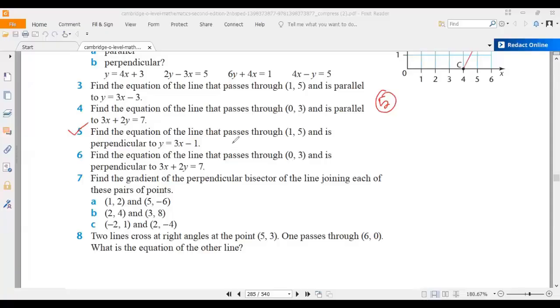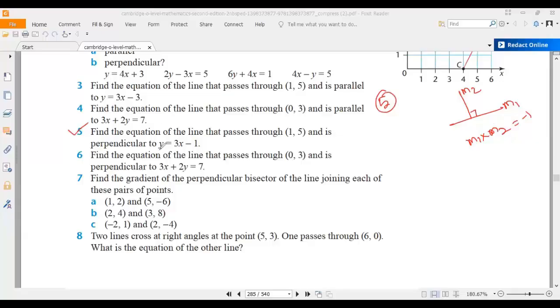We need to know what will happen to the gradient if two lines are perpendicular. If two lines are perpendicular, that means the angle between these two lines will be 90 degrees. Then we can say these two lines are perpendicular. So if this line's gradient is m1 and this line's gradient is m2, then the product of these two gradients will be -1. So this is the formula for the gradients of perpendicular lines.